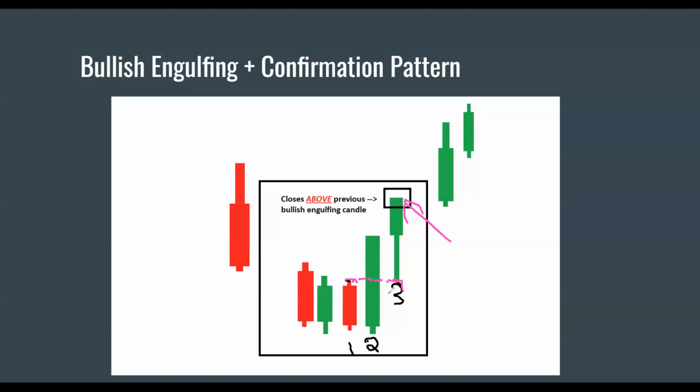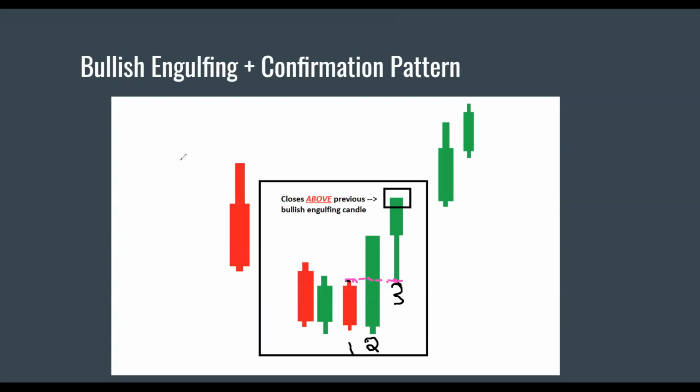You have the bullish engulfing candle, which is candle 1 and number 2. Candle number 3 is what we're paying attention to, because this wick right here pulled into the top of candle number 1 and closed bullish, higher than candle number 2. I call that the bullish engulfing plus confirmation candle, hence the name: bullish engulfing plus confirmation pattern.